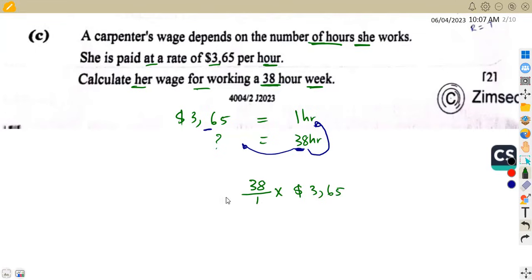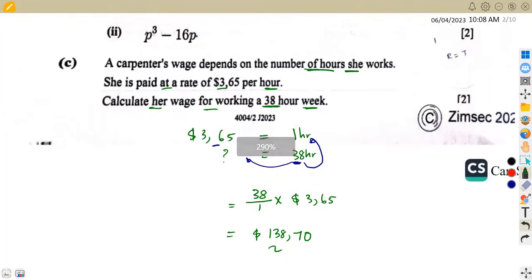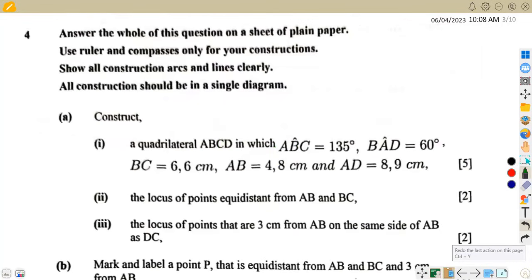So if we multiply 38 times 3.65, you are going to obtain 138.7. But remember, we are dealing with an amount of money, so this is going to be 2 decimal places after the point. So our answer is going to be 138.70. All right, so that is how we're supposed to answer this question. Let us check the other part of our question here, which is question 4, construction.